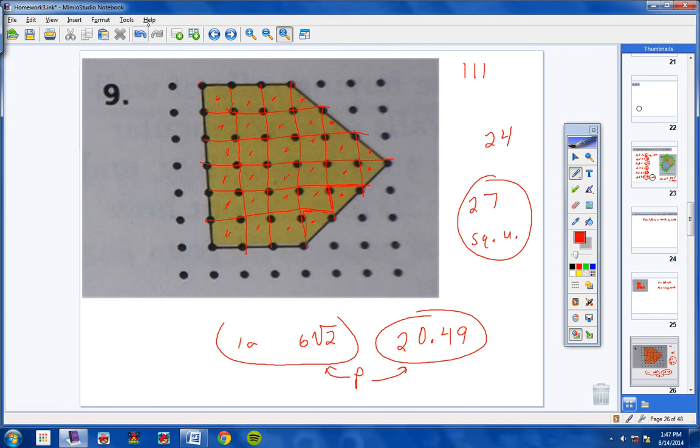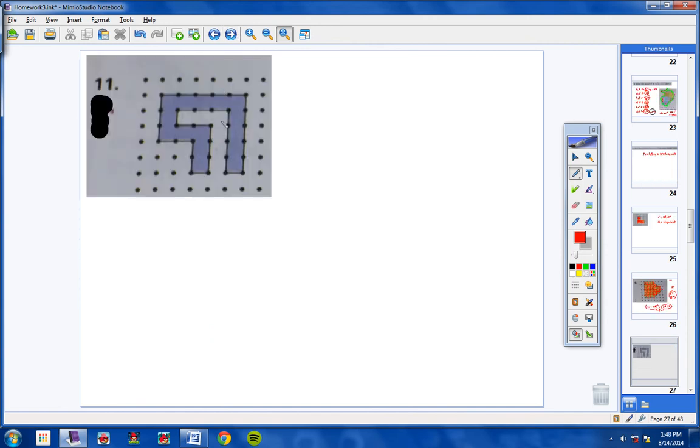Just counting up how many squares are in an object or counting the distance around a figure. Okay, all right, number 11. Let's just start right here and find the perimeter. Here we go. I'm going to count really fast.